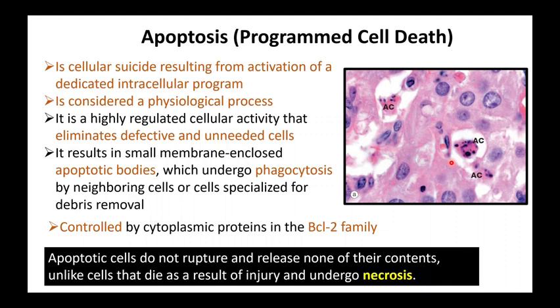Now, I want you to read the last line. The apoptotic cells do not rupture. They do not release their contents. Does that make sense? They do not release their contents. They shrink and break into pieces. They don't swell and burst.